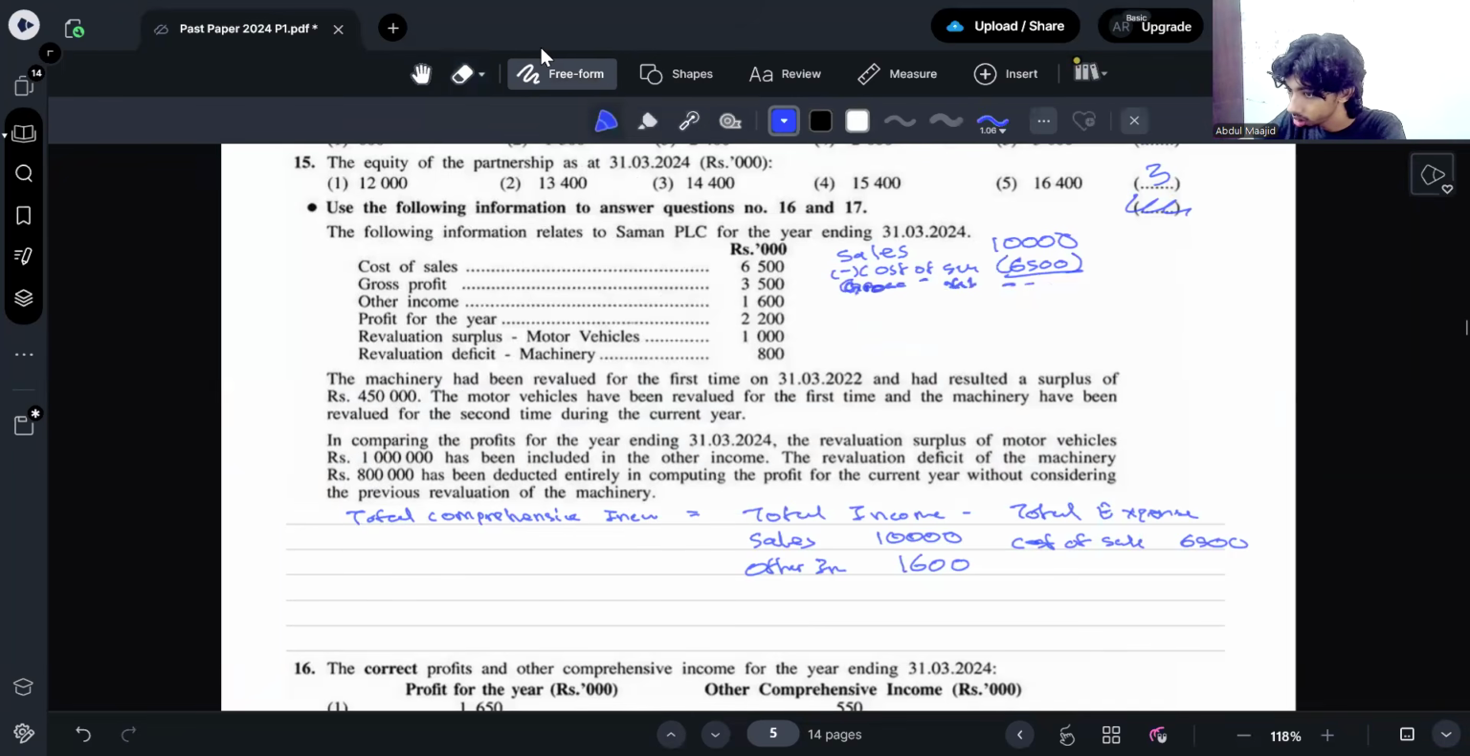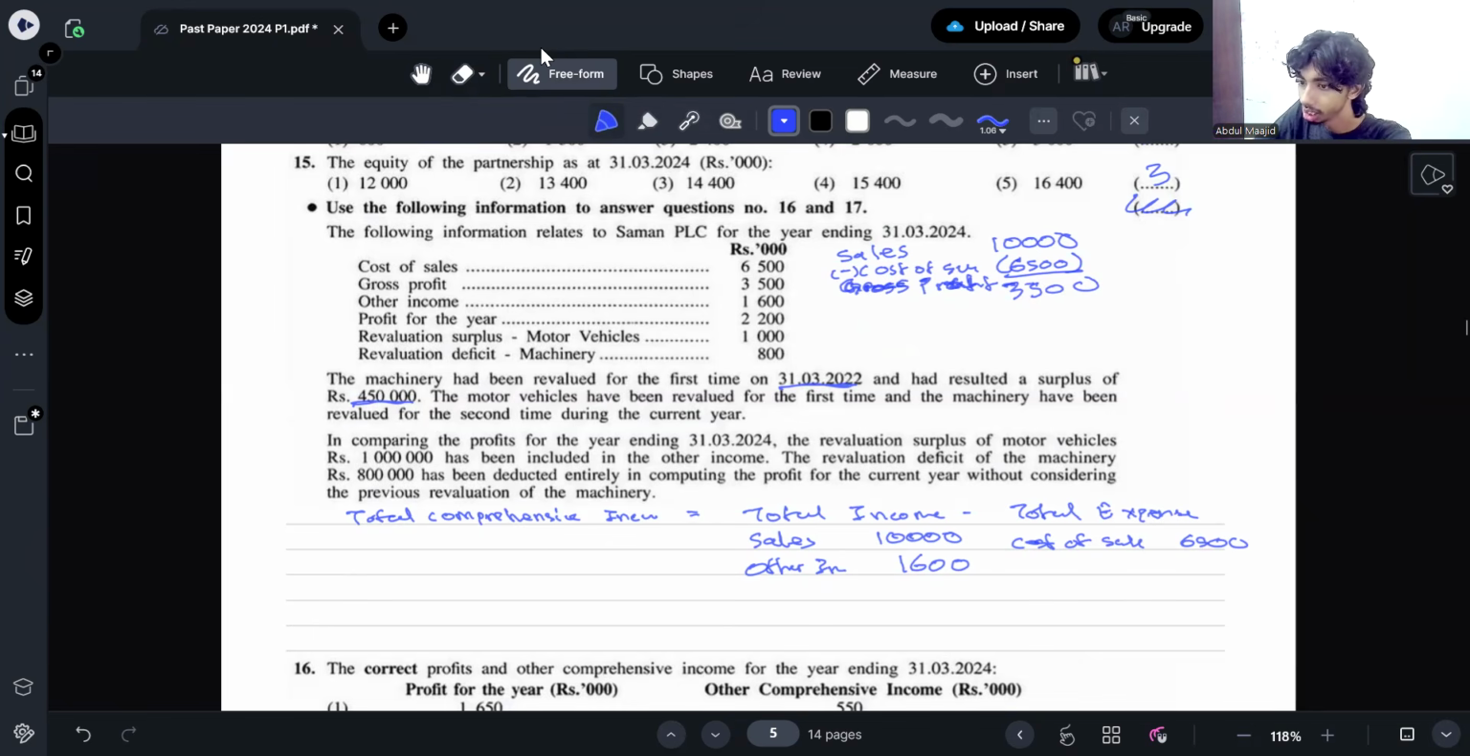Gross profit 3,500,000. Okay. You will have to read this a bit. The machine has been revalued for the first time on 31st March 2022. Okay, that means long ago, and it had resulted in a surplus of 450.